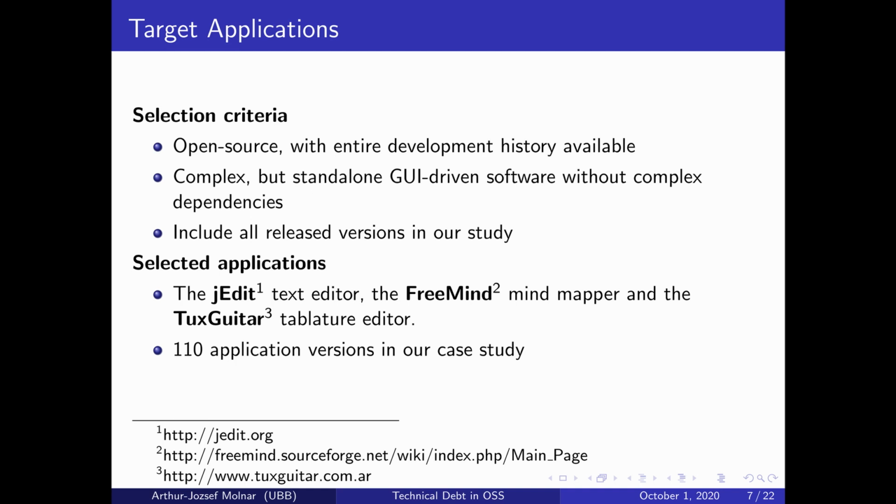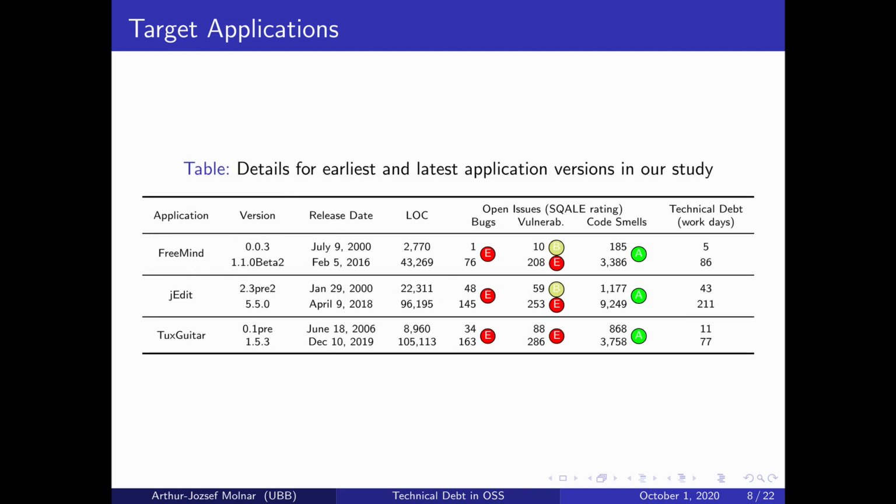Altogether, we selected 110 versions that were released by the developers in our case study. In the cases where several releases happened in the span of a few days, we only considered the last one, as most likely this was the result of last-minute bug fixes. The table illustrates the earliest and the latest release for each application, together with some key technical debt information. Notice that our study covers over 10 years of development history for each application, and that there is a significant increase in both application size as well as reported issue counts.